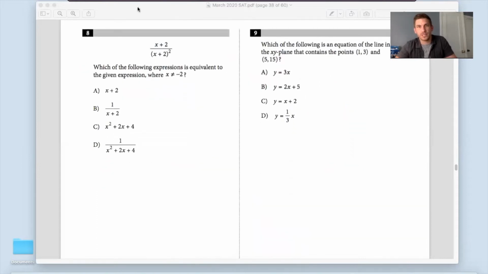So for number 8, it says here, which of the following expressions is equivalent to the given expression where x does not equal negative? Because I have variables here, I have given you guys the tip that you could essentially choose a number, okay?